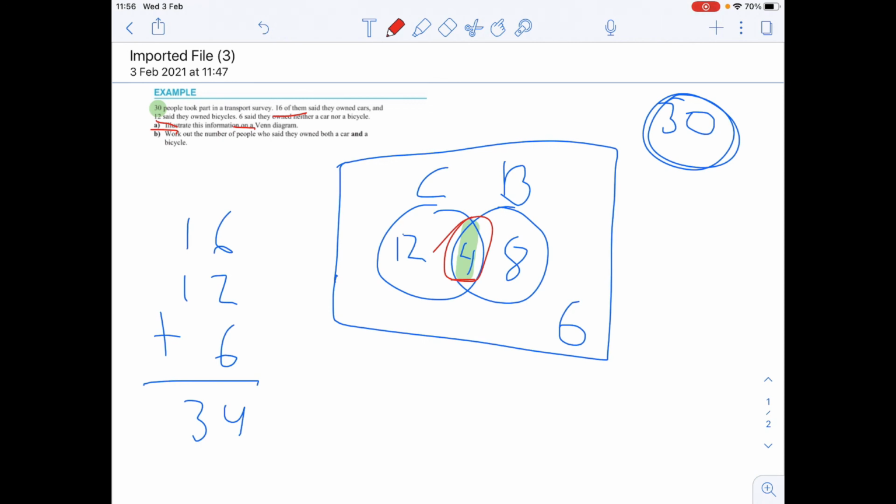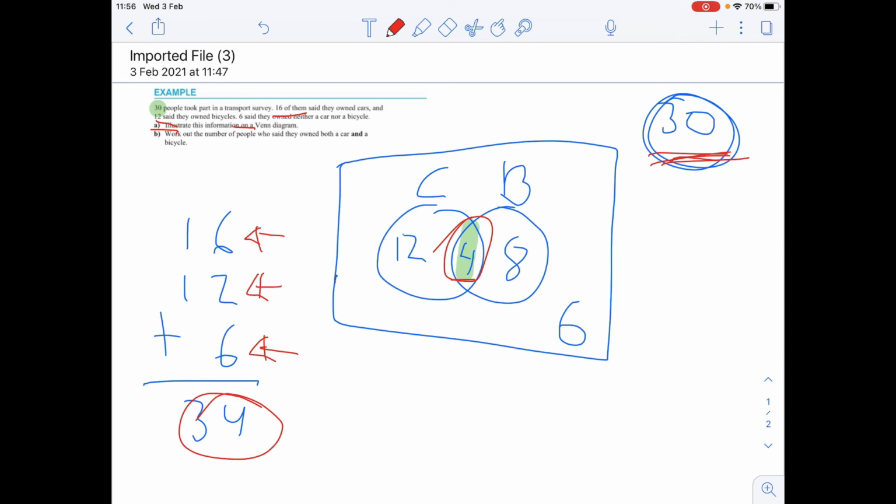So I'm going to recap that. I look at all the information they've told me. So 16 people own cars, 12 own bicycles, 6 own neither, and that number comes up to 34. But if I know that I've only got 30 people, that means I've double counted 4, and those are the ones that go in the intersection.